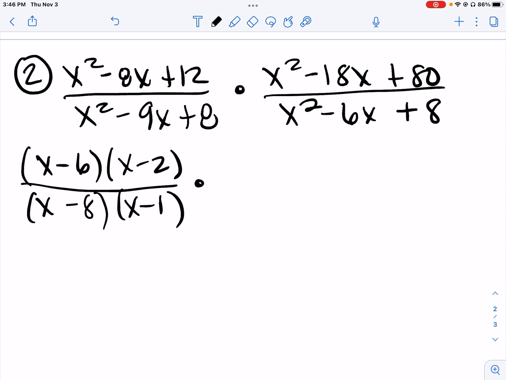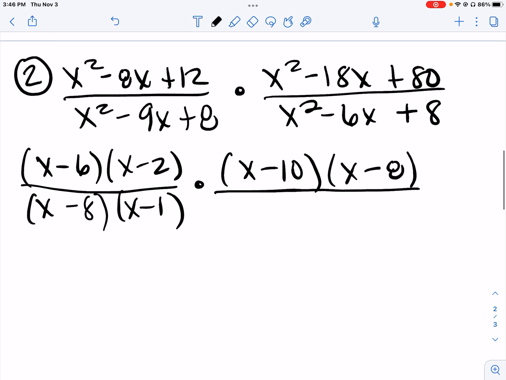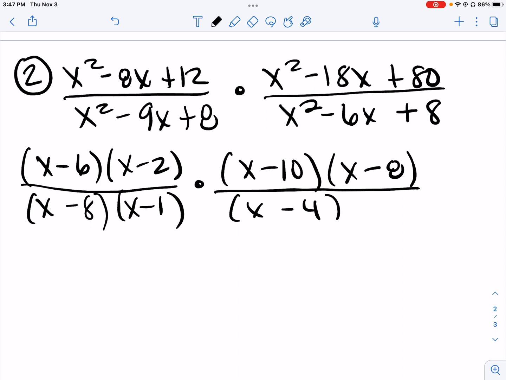Top right, multiply to 80, add to negative 18. Bottom right, multiply to 8, add to negative 6. Okay, let's see what can divide out. I've got x minus 2, x minus 8. So what's left is your answer.